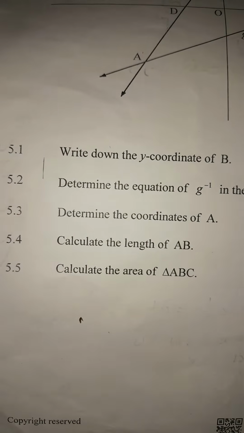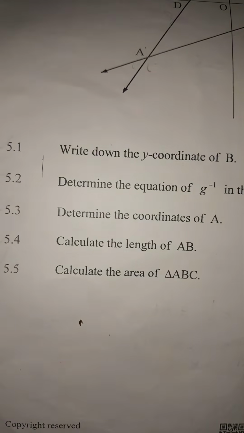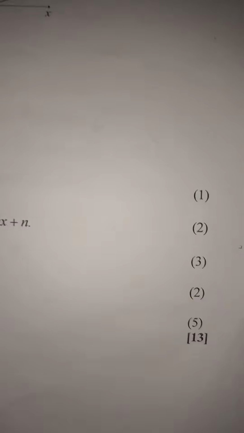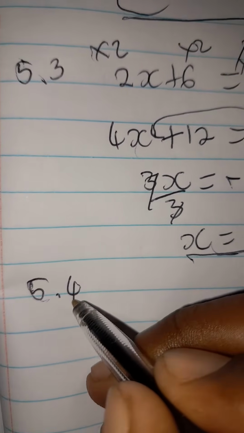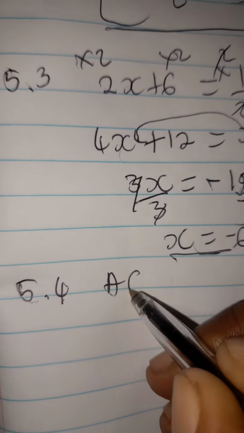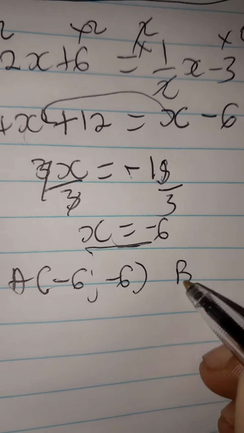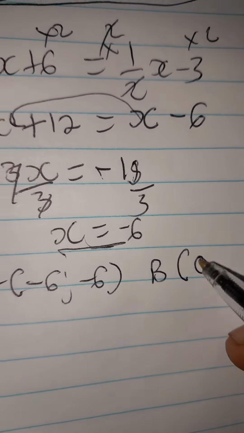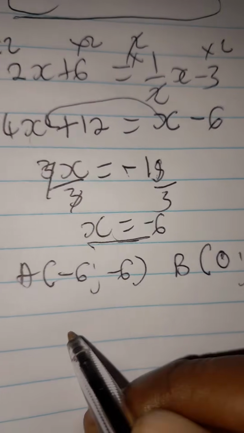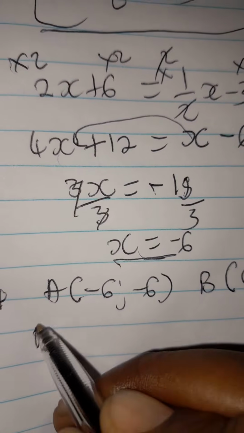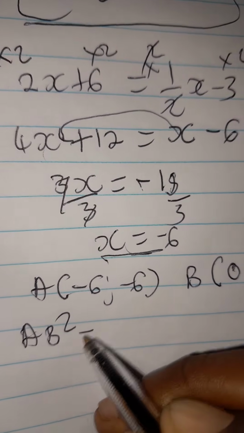Yes, at 5.4, we are required to calculate the length of AB. How many marks is that? That's 2 marks. So since they want the length, this is what you should do. Remember, the coordinate of A is given as negative 6 and 6. And we did find the coordinate of B, which is 0 and 6 from 5.1. So we are going to use a distance formula to calculate the length.